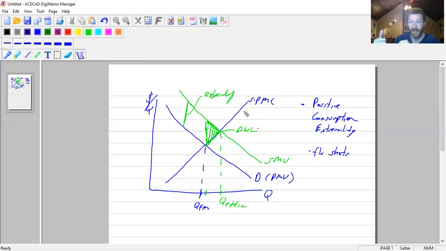The free market underproduces or underconsumes in this case when we have a positive externality. In the previous two examples, the free market overproduced or overconsumed with a negative externality. Here with a positive externality, we're underconsuming because we're not accounting for that positive benefit that's created. So this is your first example. I hope this is straightforward enough.